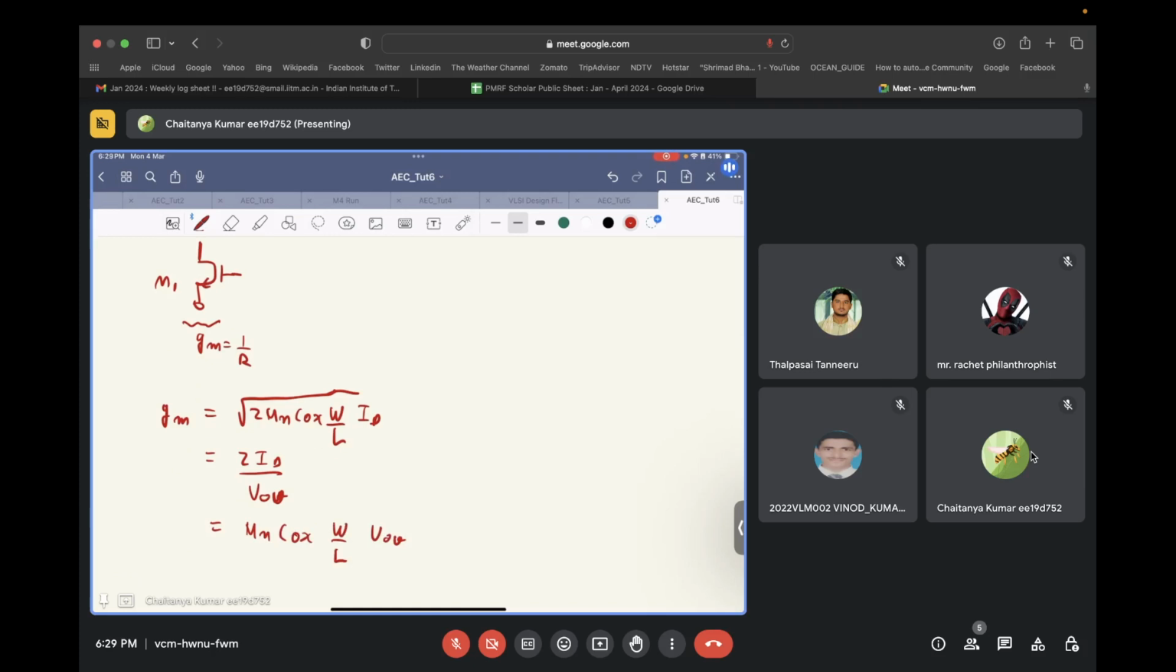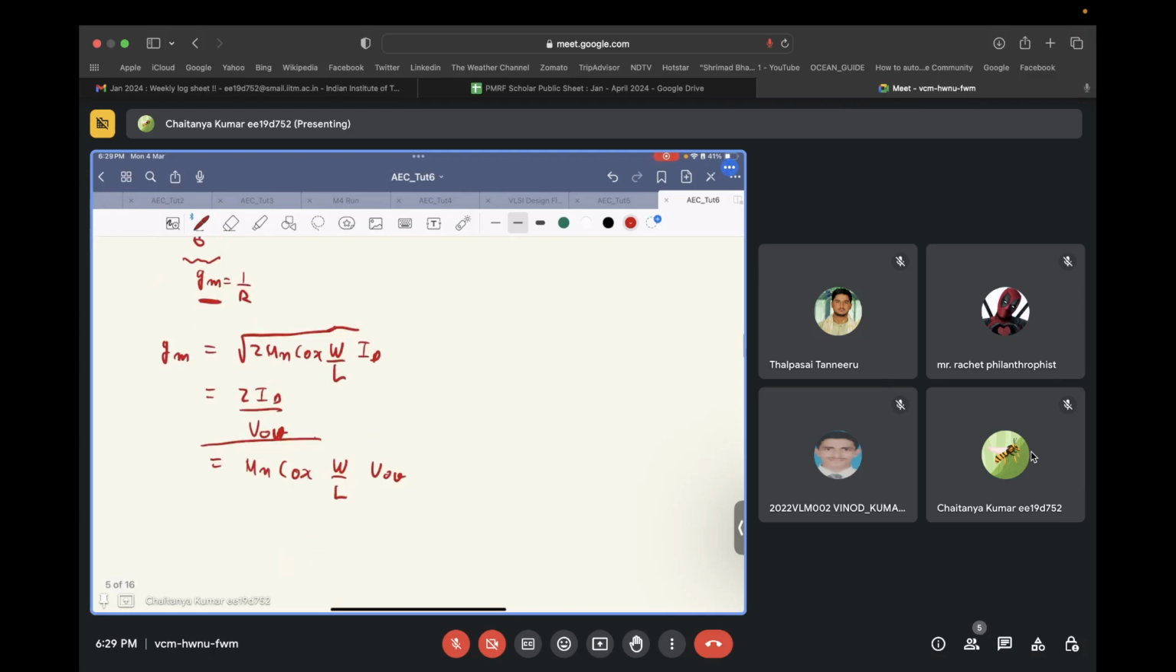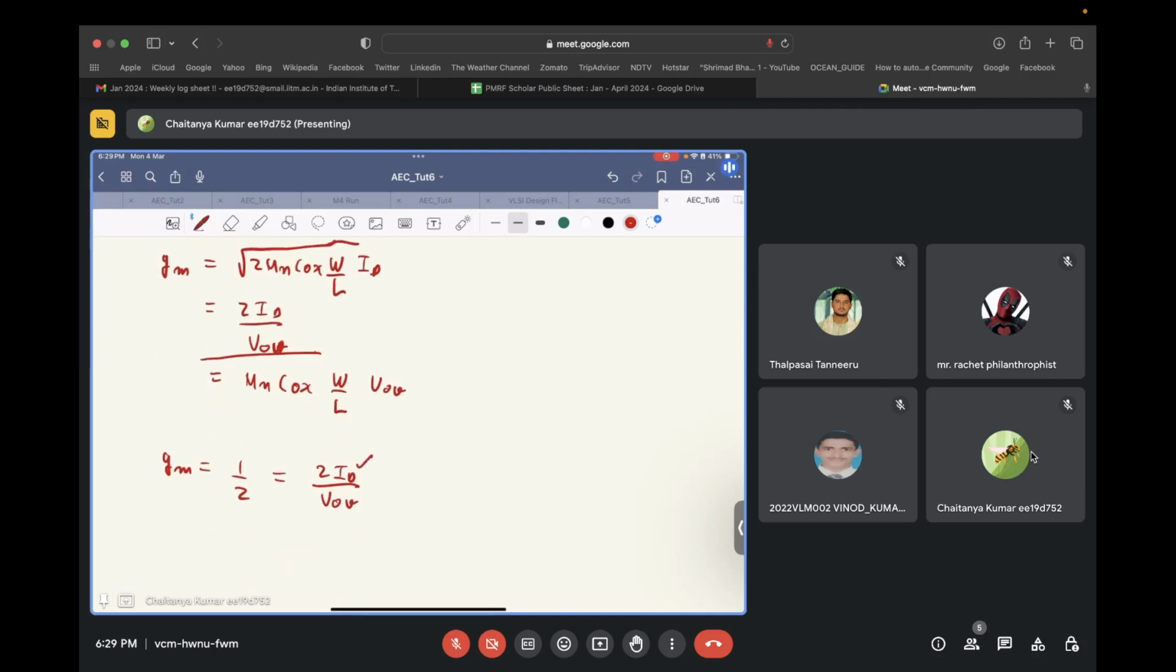So we will try to use the second equation in order to build the circuit. You need some gm that is equal to 1 over R. That means you need to fix the current of this circuit in such a way that gm is equal to 1 over R is equal to 2 ID over V overdrive.